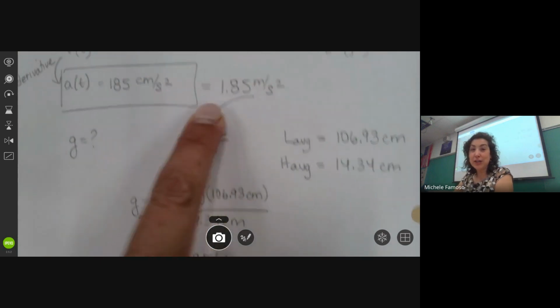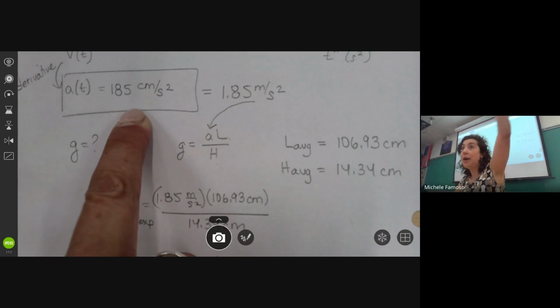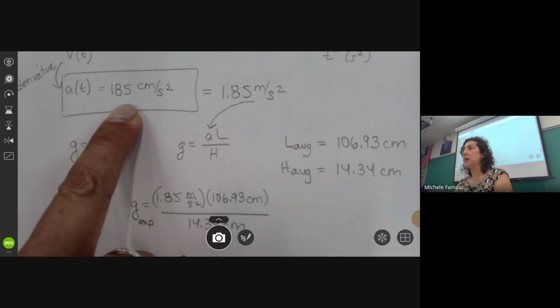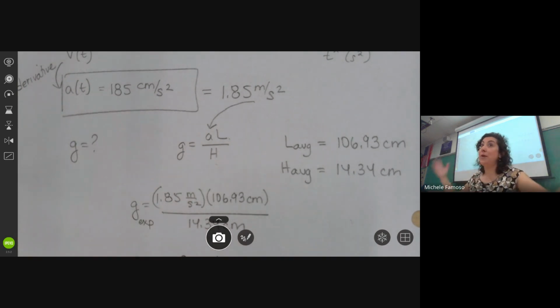This average acceleration came from one run of the cart down the ramp. If you had done 50 runs, do you think you're going to get 185 centimeter per second squared? Probably not. So if your one run is messed up, now everything's really messed up. Okay, so that's why we increase the number of trials to minimize the uncertainties present in the lab.